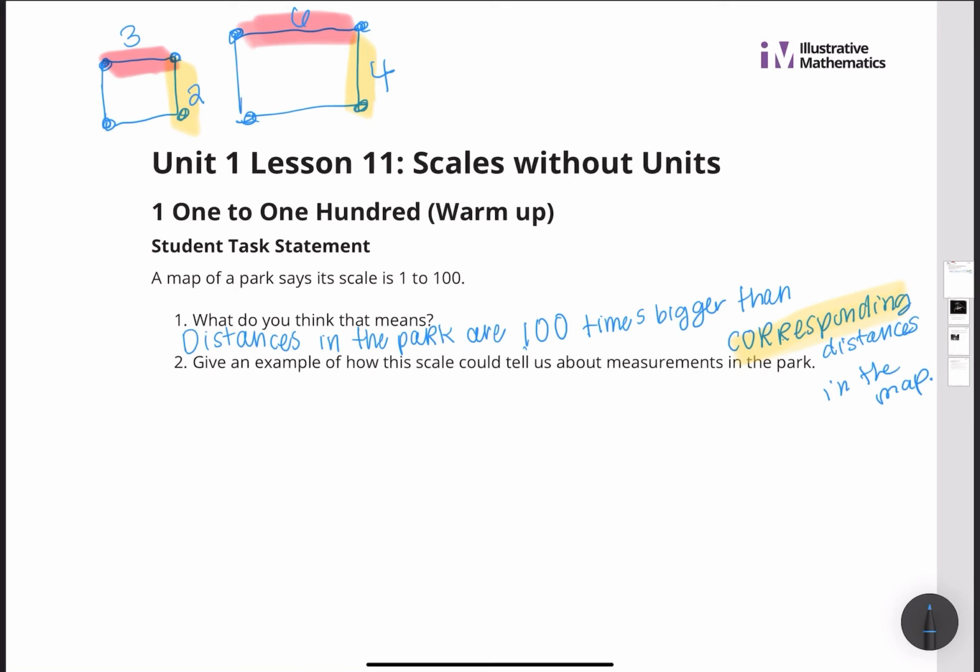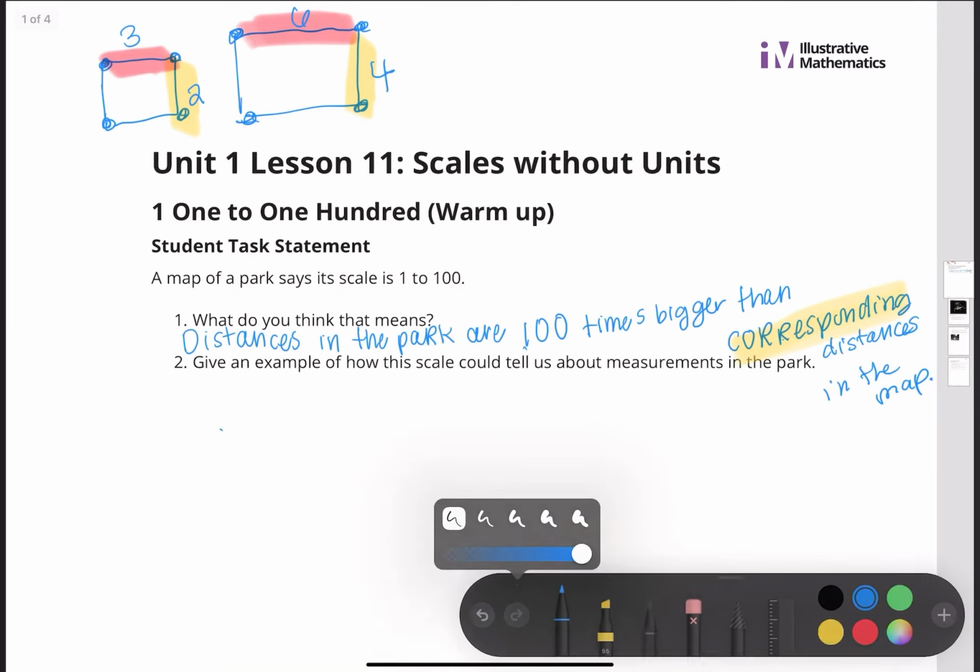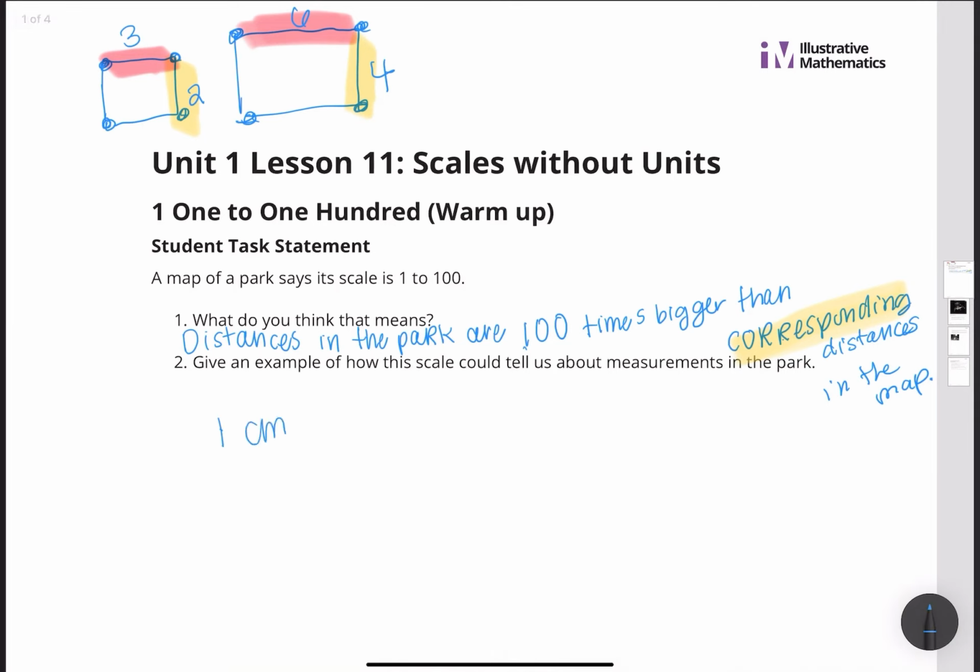So it says, give an example of how the scale could tell us about measurements in the park. You could put that 1 unit on the map represents 100 units in the park. Or, here's one good example of what I said: 1 centimeter could represent 100 meters in the park.